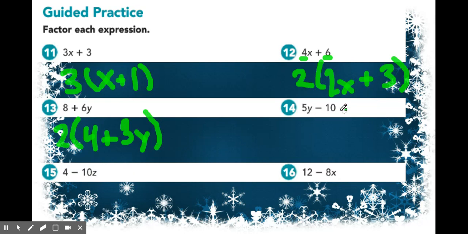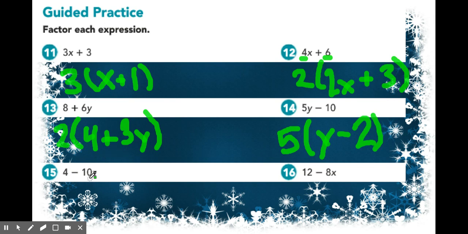14, they have no variable in common, so 5 and 10 have a common factor of 5. 5 goes into 5y 1y time, and then 5 goes into 10 2 times.